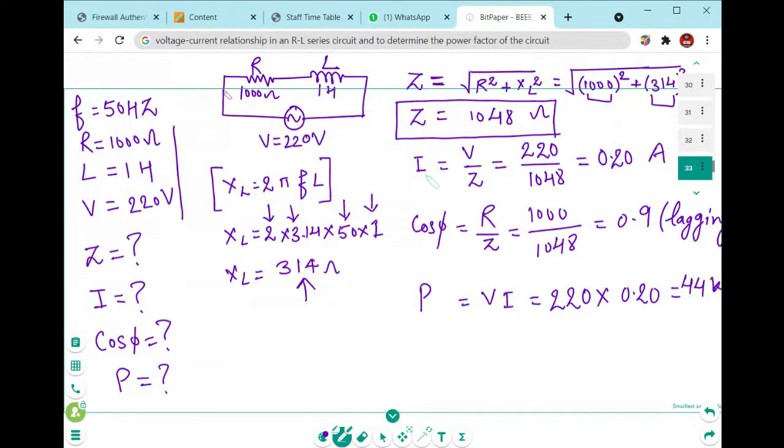Our next task is to calculate the current. How to calculate the current? I is equal to V upon Z. So we know the voltage is 220 volt, and you have calculated the impedance Z, that is 1048, and you can see right here the current value is 0.20 ampere.